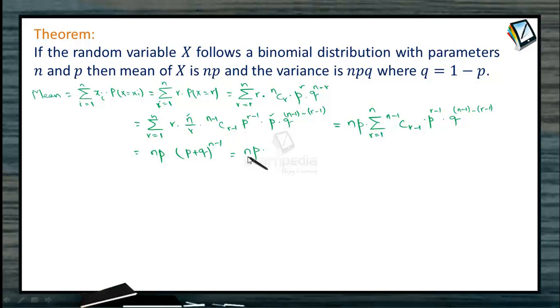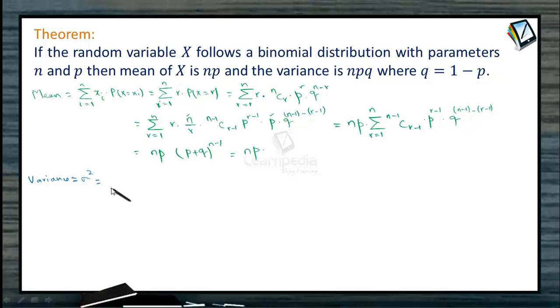It is the number of times the experiment is repeated into the probability of happening of the event. So n into p denotes the mean of the binomial distribution. Similarly, when we wanted to calculate the variance, here also we'll use properties of binomial expansion.